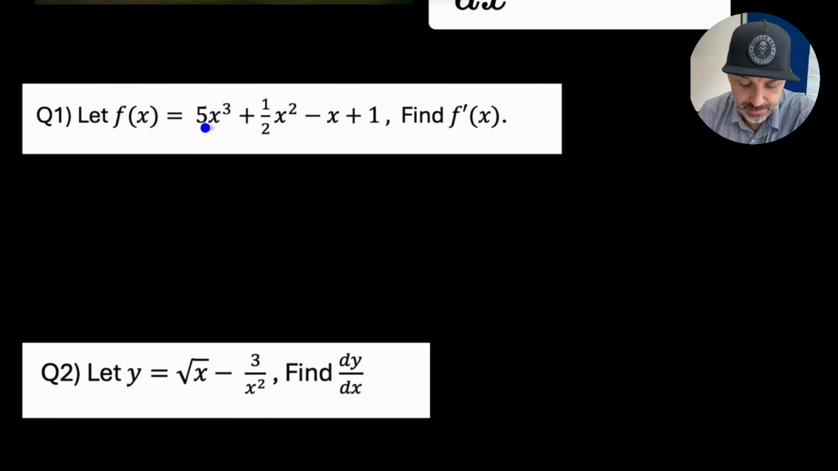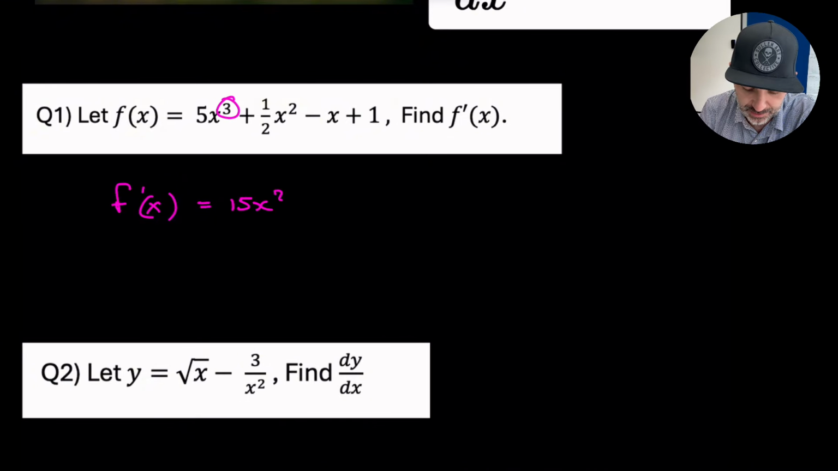Let f of x equal 5x cubed plus half x squared minus x plus 1 and find f prime of x. So this expression here is telling us that we have to differentiate this function of x with respect to x. So let's go and do that now. So f prime of x, which is known as the derivative of f, will be timesing by the power and then taking 1 off the power. This would result in 15x squared.